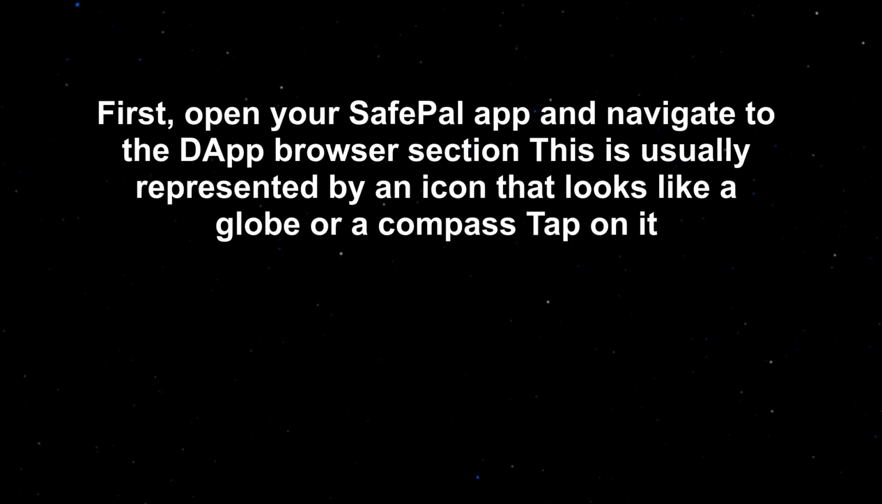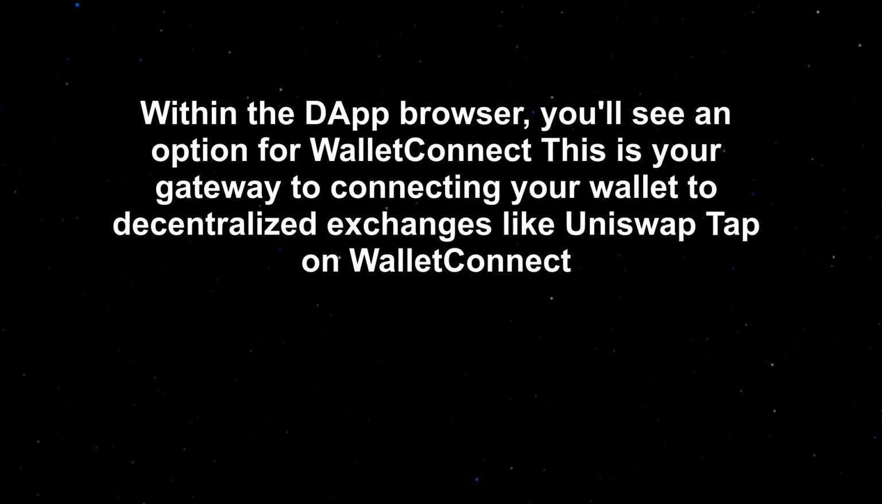First, open your Safepal app and navigate to the DApp browser section. This is usually represented by an icon that looks like a globe or a compass. Tap on it. Within the DApp browser, you'll see an option for WalletConnect. This is your gateway to connecting your wallet to decentralized exchanges like Uniswap.